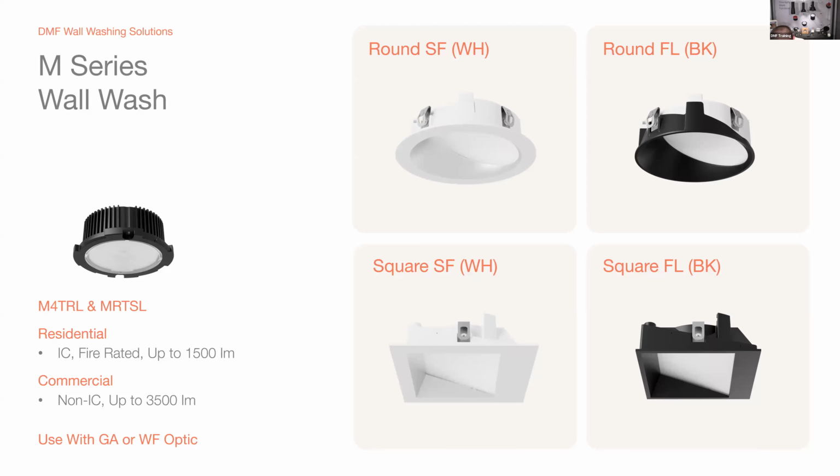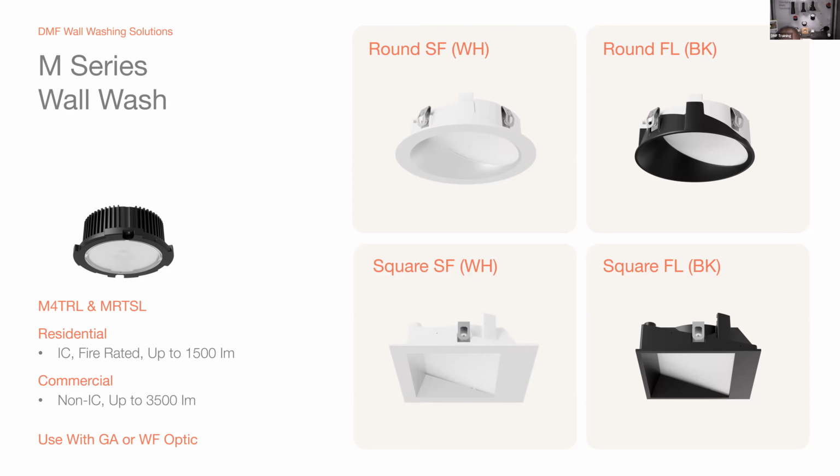The M series is split up into two parts of the family. We have an IC rated part of the fixture family that will go up to 1500 lumens. We then also have an M series commercial family, which will go up to a full 3500 lumens. Both of those options, again, you use with our fixed downlights. This is an example of one of our M series commercial modules. So again, 3500 lumens, great for some of those taller ceiling applications that we were looking at, and going to give you a really great performance overall.